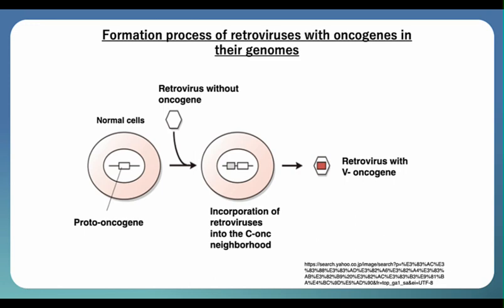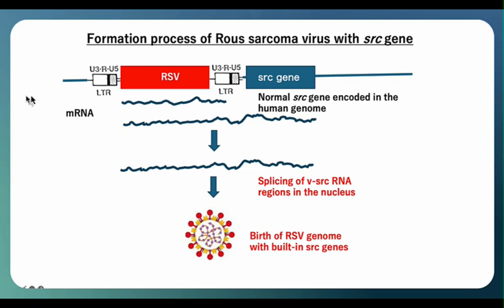By acquiring an oncogene in its genome, the retrovirus gains the ability to transform the host cell into a cancer cell. Thereby now the virus can create an environment that allows efficient long-term replication of the viral genome. The birth of Rous sarcoma virus carrying the intronless src gene can be explained as follows. By chance, the Rous sarcoma virus genome was integrated upstream of the host's src gene.